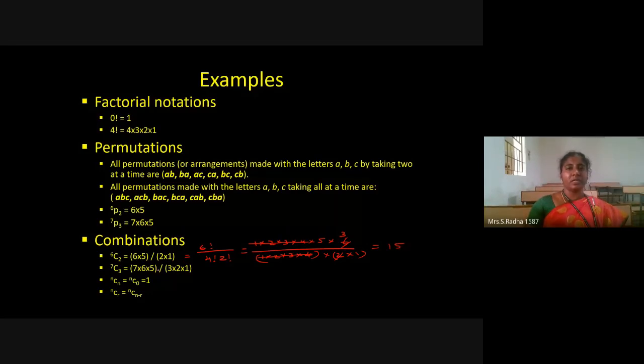Similarly, nCn or nC0 value is 1. nCr can also be written as nC(n minus r). These are the common rules or standard values in combinations.